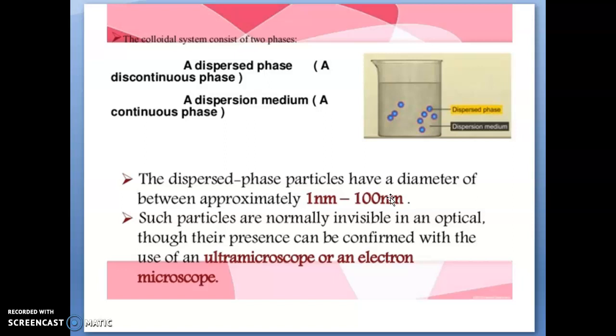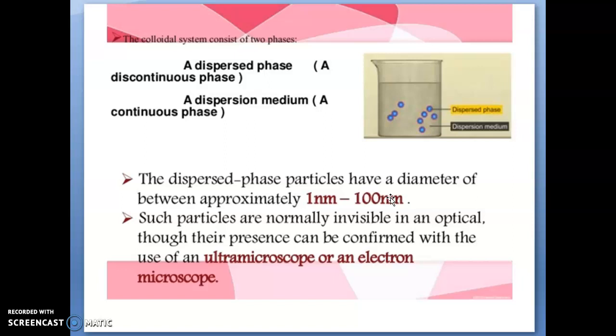So what is meant by colloids? That having two phases. A colloidal solution is a heterogeneous system that consists of two phases. First phase is the dispersed phase or a discontinuous phase, and a dispersion medium, that is a continuous phase. One is the dispersion medium, where the substance is dispersed, and the substance which is going to disperse is the dispersed phase. So that will be a discontinuous phase. A dispersion medium will be a continuous phase.